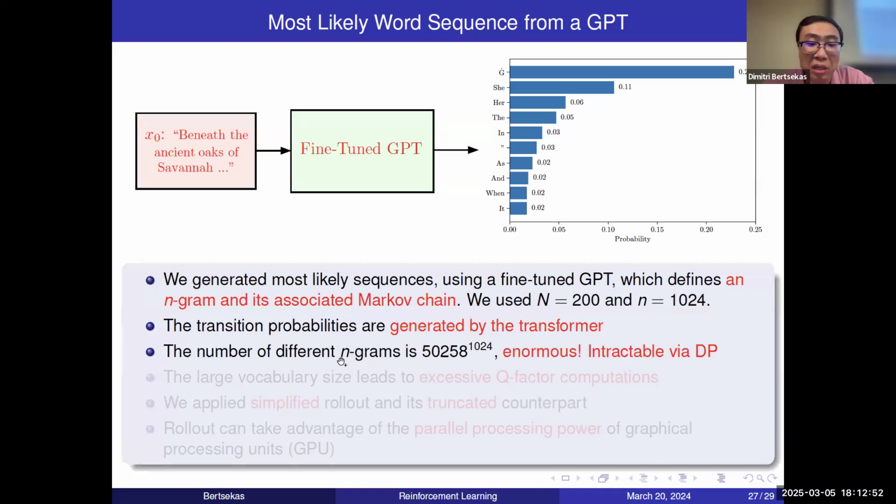As a result, the number of different n-grams is 50,000 to the power 1,000. So this is the size of the state space. And from each one of the states, the number of next states that have positive transition probability is 50,000, right?